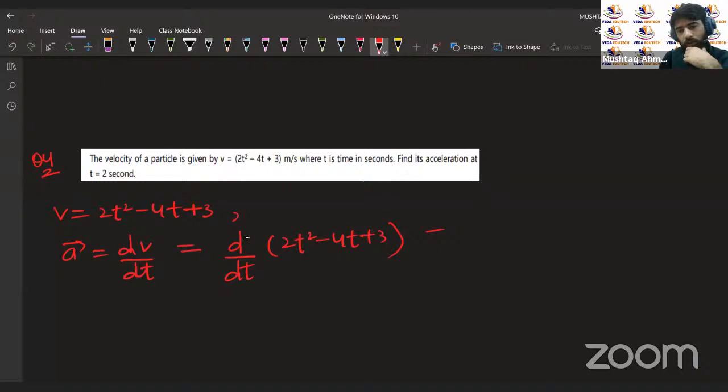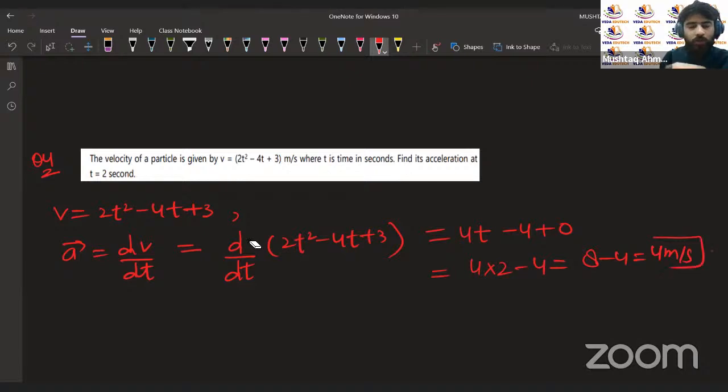So it will be 4t. So acceleration will be 4t minus 4 plus 0, right? At time t equal to 2 seconds, so 4 into 2 minus 4. So 8 minus 4, that's equal to 4 meter per second squared, right? So 4 meter per second squared will be the acceleration of this particle, right?